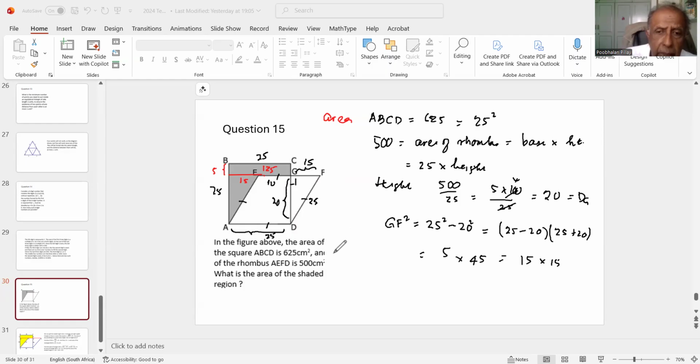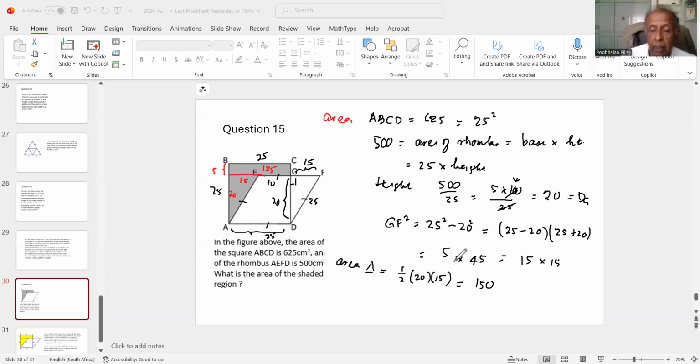So the area of this triangle is half base times height. Oh, wait a minute. The height of this is not 25. The height of this triangle is 20. That's 5 and this is 20. So the area of the triangle, it's a right angle triangle. And so it's very easy to calculate. It's half base times height. So it's half times 20 times 15. 20 times 15 and multiply them, and that's 300 divided by 2, 150.